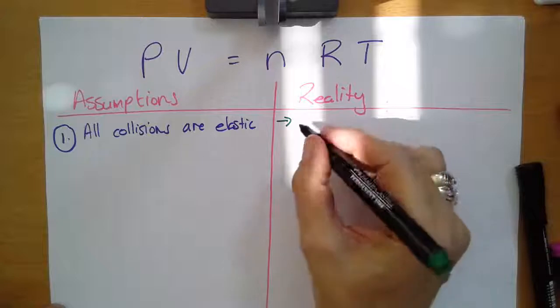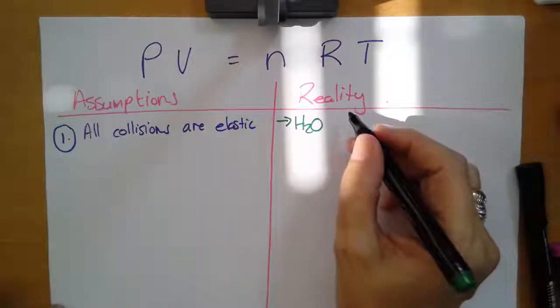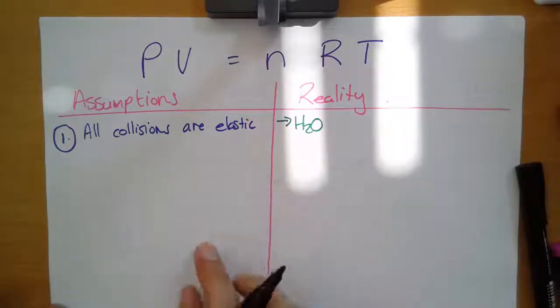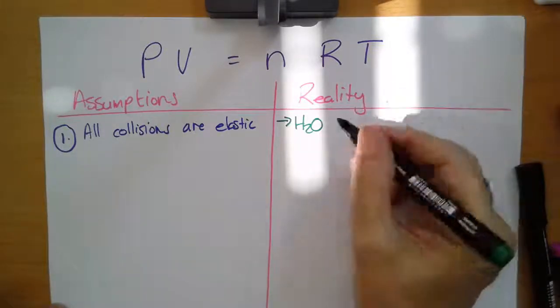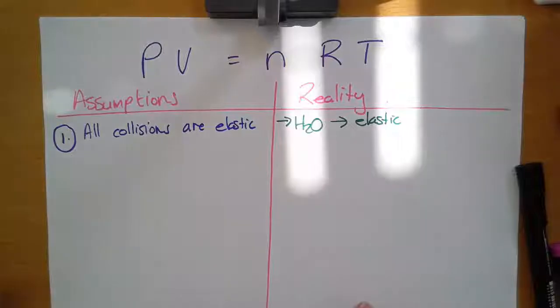So what's the reality of my assumption? Well, the reality is the following. If you look at water, which is the example that he just mentioned, water vapor, that's not going to happen. The collisions between water particles are not going to be elastic. Why? So we can look at it as being sticky. You said all collisions are elastic, and then you said inelastic. They're definitely going to be inelastic collisions in water vapor particles.